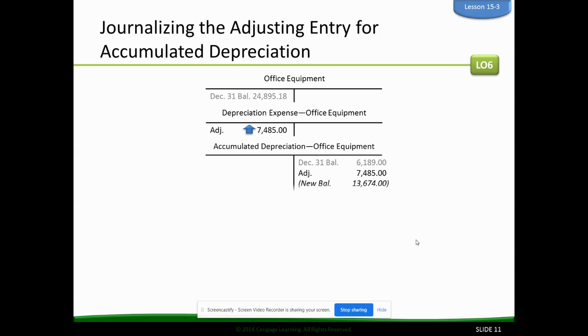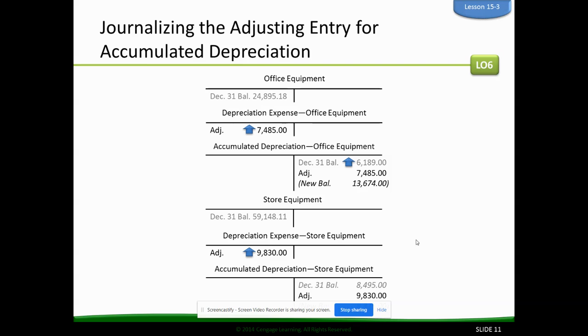So when we journalize this, you can see that we have a debit to depreciation expense, office equipment, for $7,485. And then we have a credit to accumulated depreciation for office equipment of the same amount. And then we're going to depreciate our store equipment. So we debit depreciation expense, we credit accumulated depreciation.